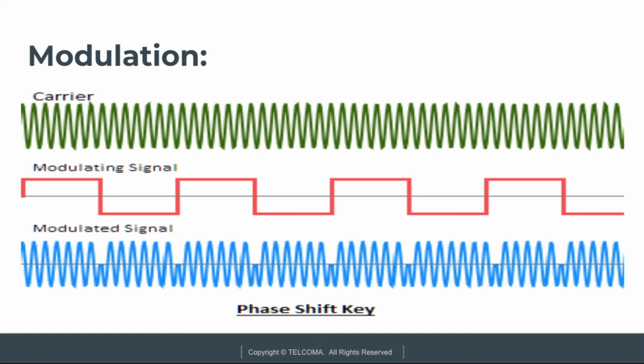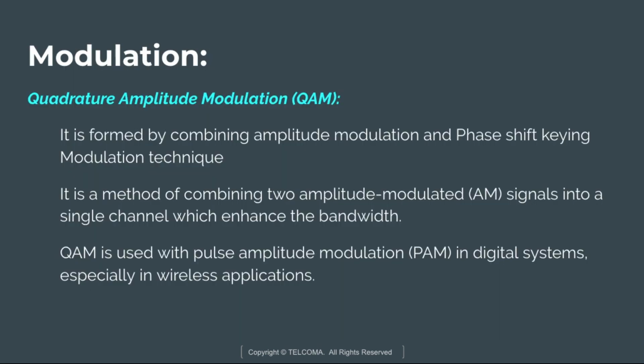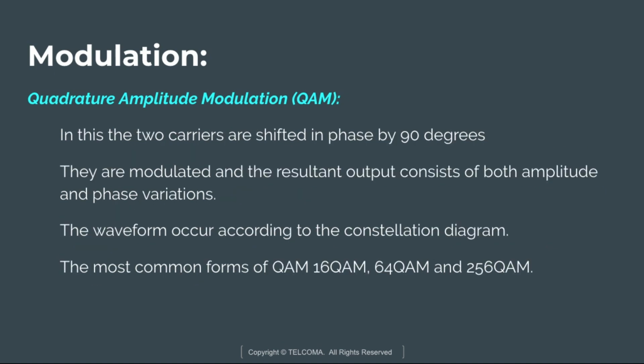Next we are going to discuss QAM, that is quadrature amplitude modulation. It is formed by combining amplitude modulation and phase shift keying modulation techniques. It is a method of combining two amplitude modulated signals into a single channel, which enhances the bandwidth. QAM is used with pulse amplitude modulation in digital systems and it is especially used in wireless applications.